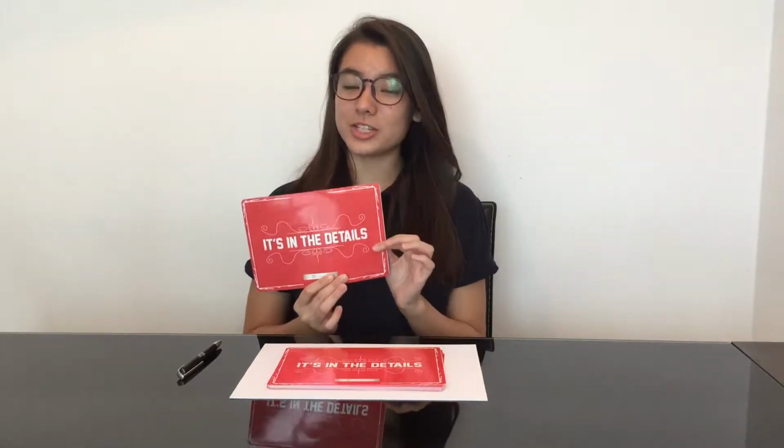In this video, I'm going to explain how to play the game It's in the Details by Logicnose. For this activity, you're going to need this stack of cards, which have a range of different illustrations consisting of lines and shapes. You're also going to need at least one piece of paper per student, and each student is also going to need a writing utensil, such as a pen or a pencil.